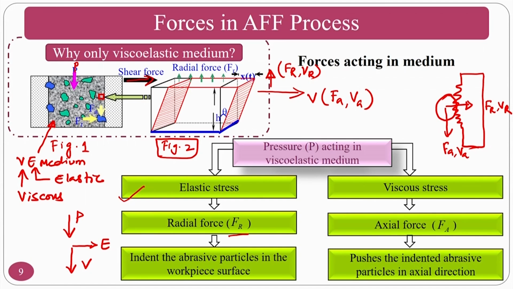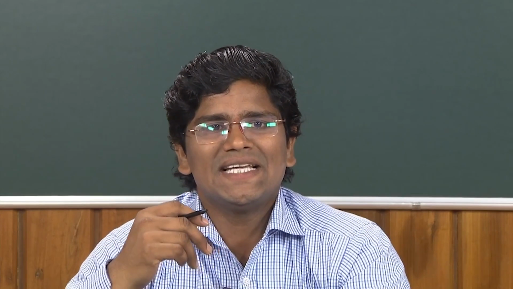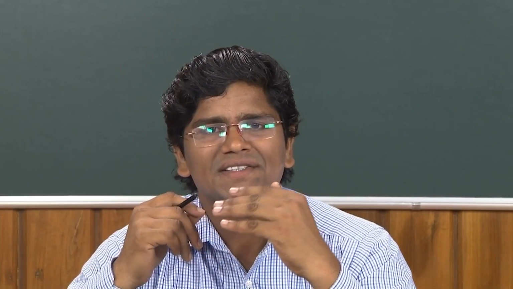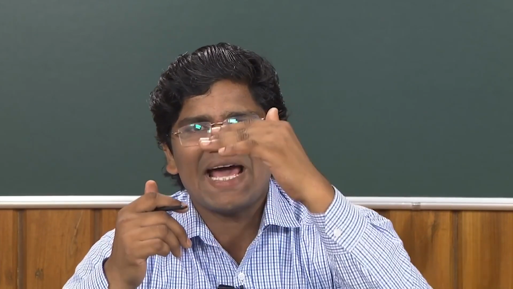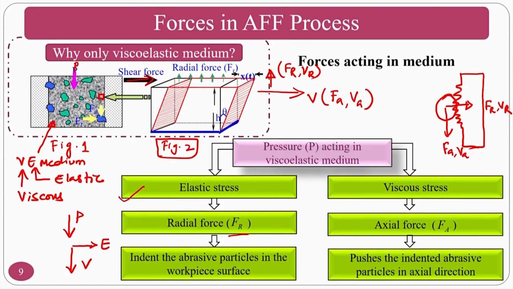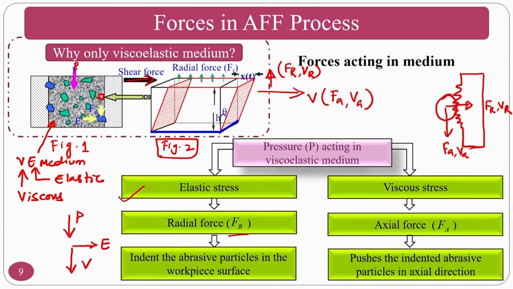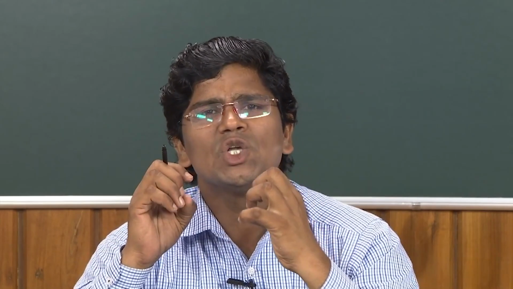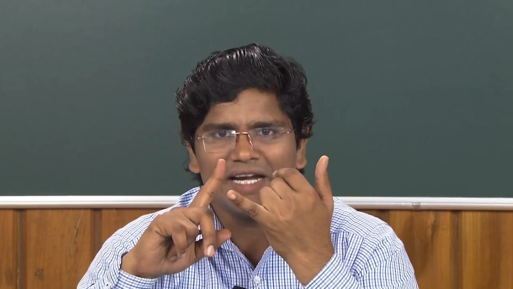But if you see the radial velocity, the velocity at which the abrasive particle is indenting into the workpiece, that will be too less compared to my axial velocity. Axial velocity is nothing but how fast the abrasive particle is moving along the direction of applied pressure. That means my Va, axial velocity, is much bigger than my Vr. That is why Vr is neglected. The indentation velocity into the workpiece is always very negligible, but we consider the radial force.